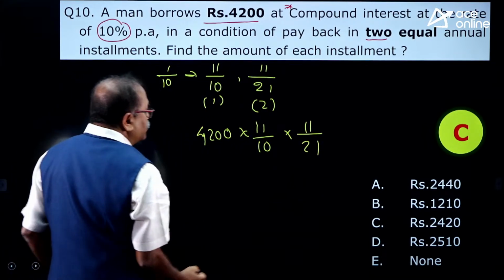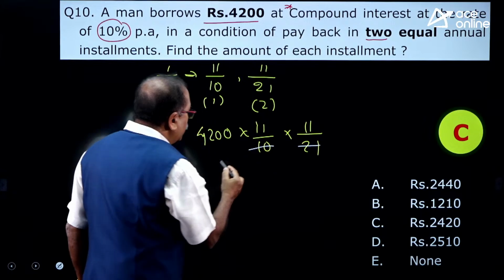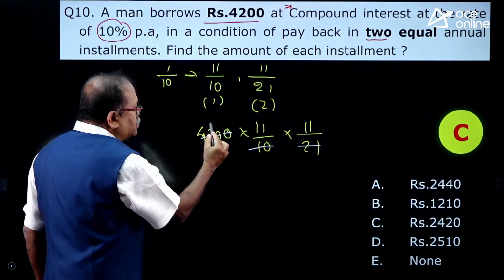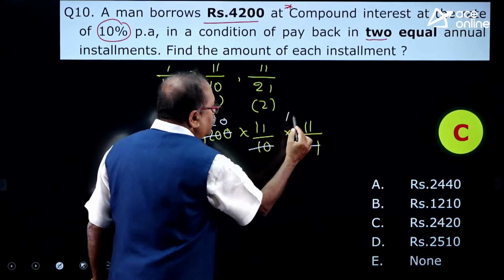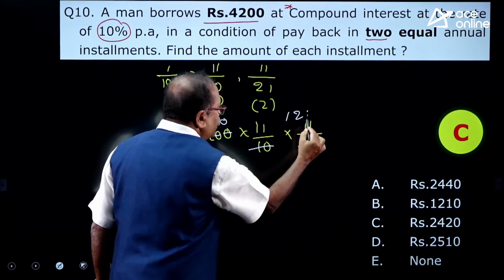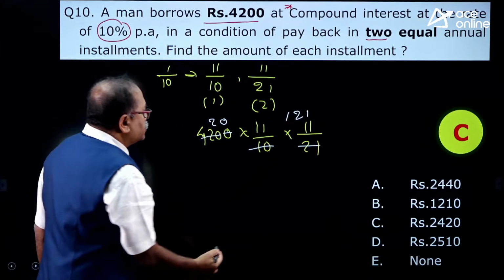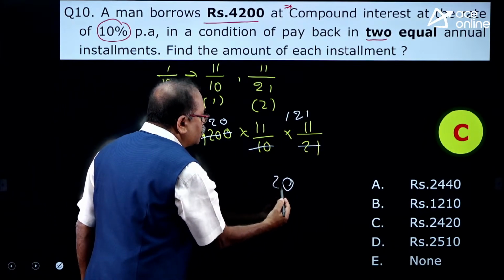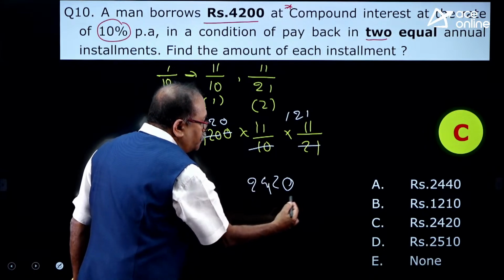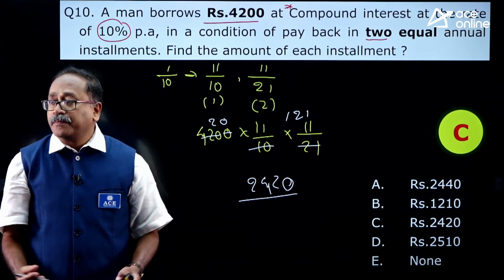What will come if I cancel this one? So 210. So this gets cancelled 20 times. 121, 11 square, 121. And 2 times of this 0 and this is 2 and 24. 2420, my dear friend.